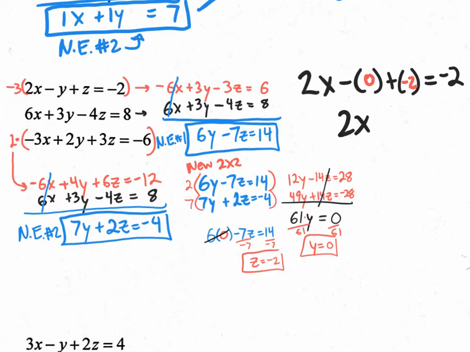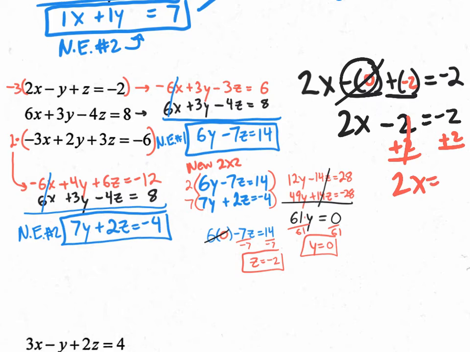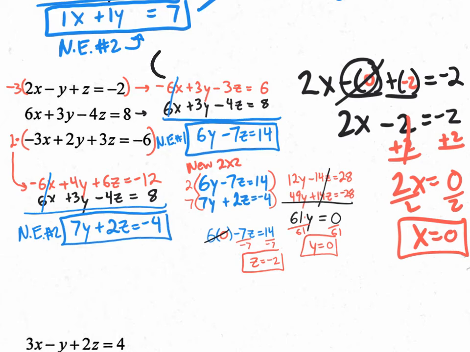We have 2x. What's -0 plus -2? That's just -2, right? If it's minus 0, you can just scratch that out. It's not even there. So you really have 2x minus 2 equals -2. Then you continue to solve: plus 2, plus 2. You have 2x equaling 0. So divide by 2, x equals 0. So our answer for this one is the ordered triple, 0, 0, -2.